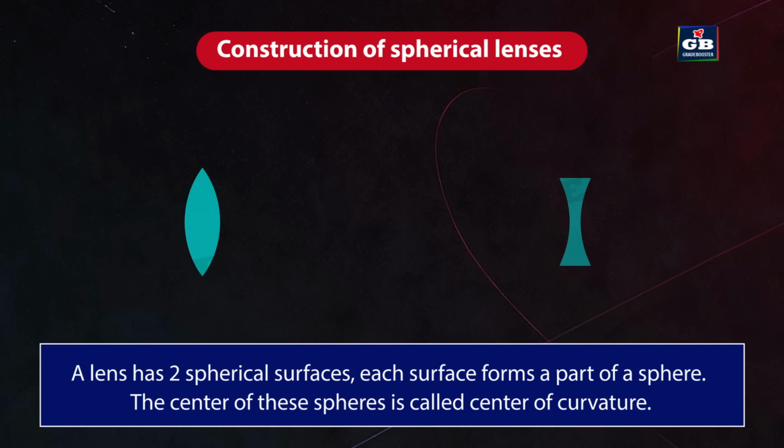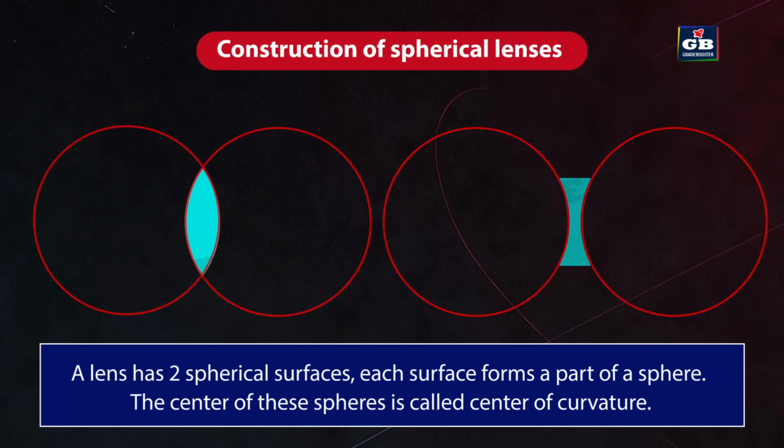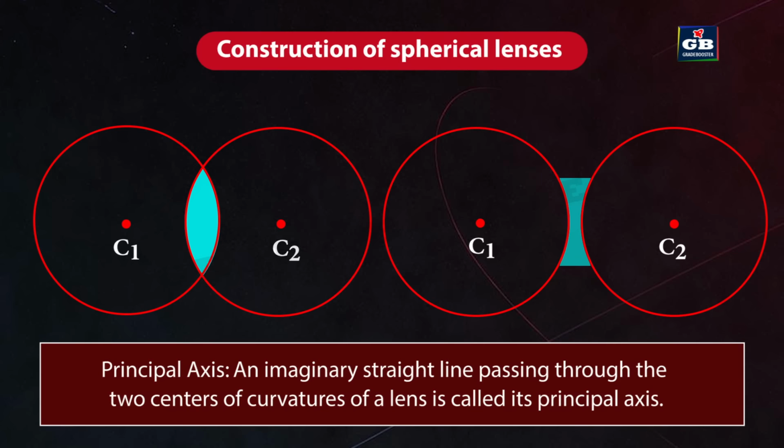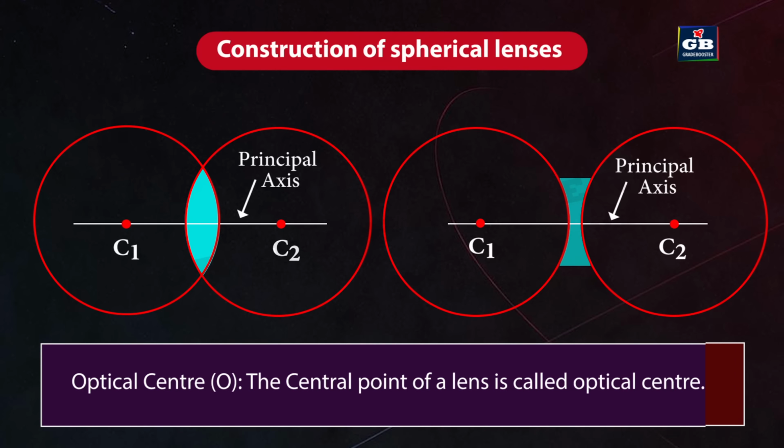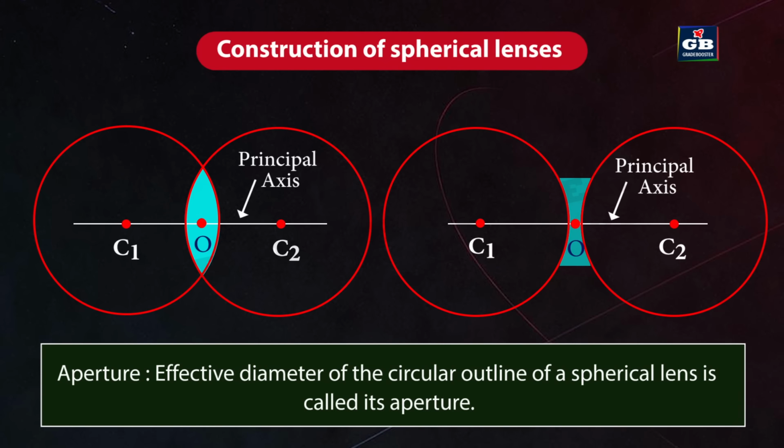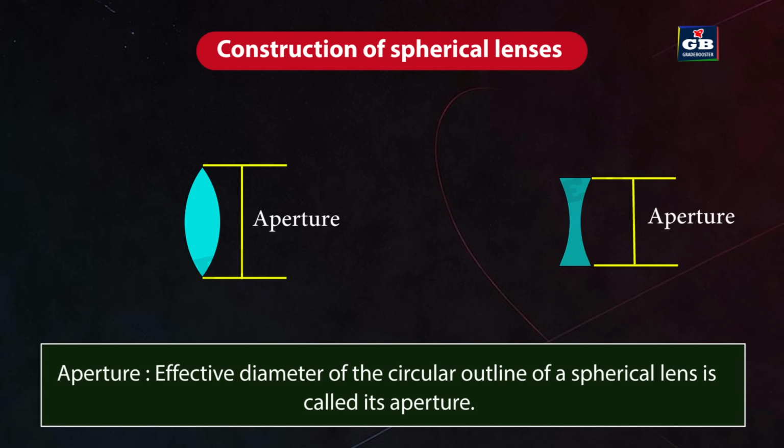A lens has two spherical surfaces. Each surface forms a part of a sphere. The centers of these spheres are called centers of curvature. Principal axis: an imaginary straight line passing through the two centers of curvature of a lens is called its principal axis. Optical center O: the central point of a lens is called optical center. Aperture: the effective diameter of the circular outline of a spherical lens is called its aperture.